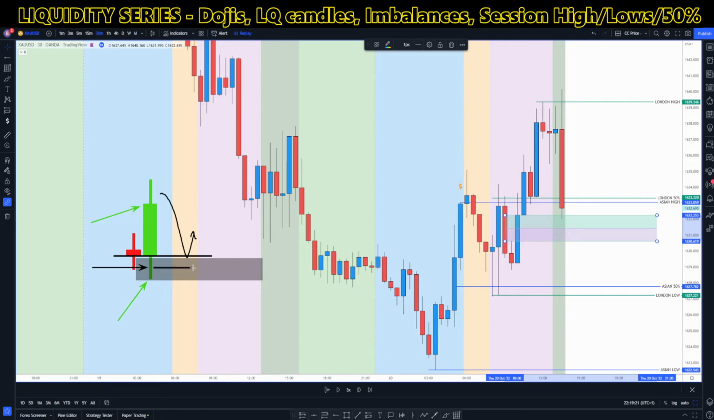So you could be looking at entering somewhere here or somewhere here. And if this is a true manipulation, then you're not expecting it to break much further than this wick here. So you keep your stop loss relatively tight. If it breaks the low of this and keeps on traveling down, you don't want to hold a position in that direction going long, because it'll probably stop you out.